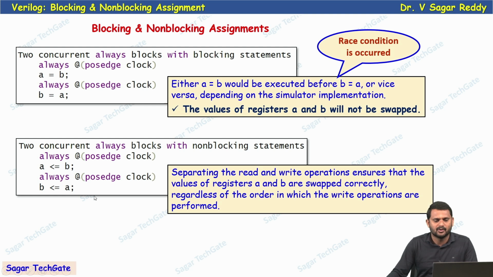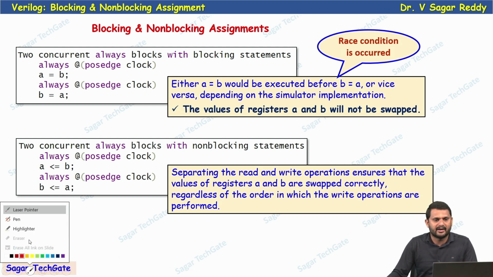So in this example, separating the read and write operations ensures that the values of registers A and B are swapped correctly, regardless of the order in which the write operations are performed.